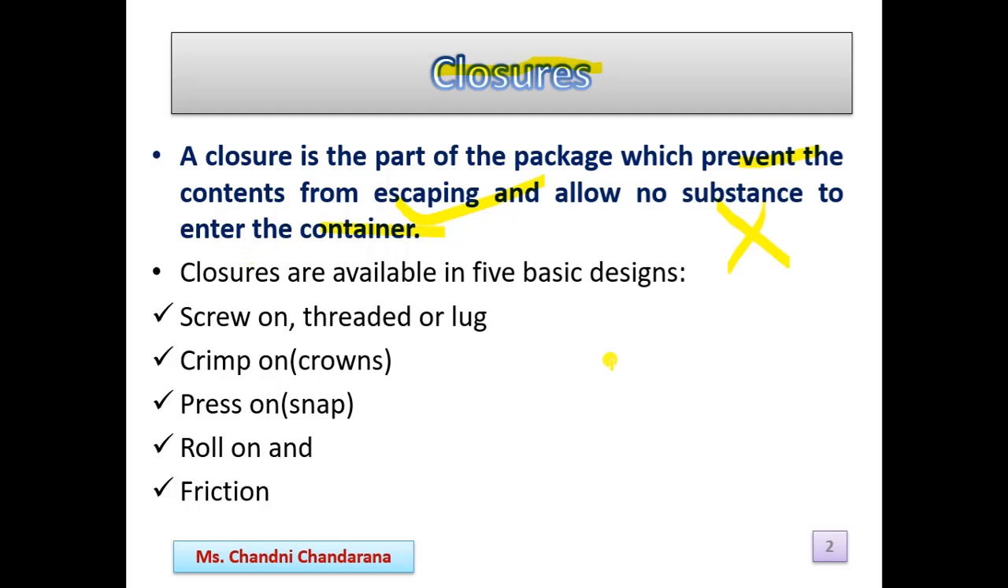Now closures are available in 5 basic designs that we will discuss today. That is the screw on, or threaded screw on cap, or the lug cap, then crimp on, or the crown cap, press on, or the snap cap, and roll on, or the friction cap. I will discuss them one by one in detail.